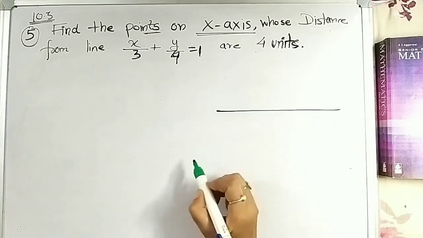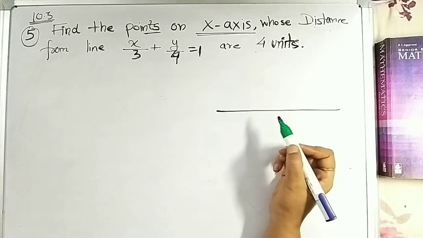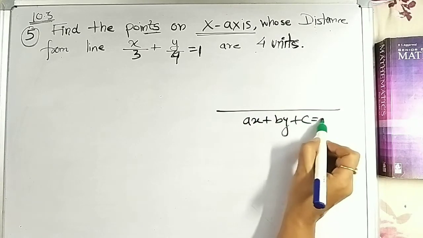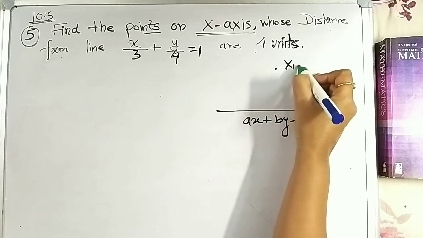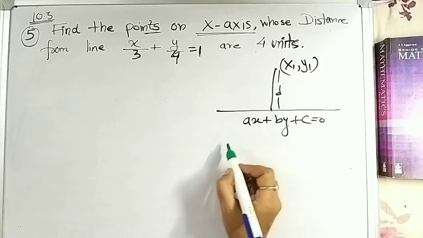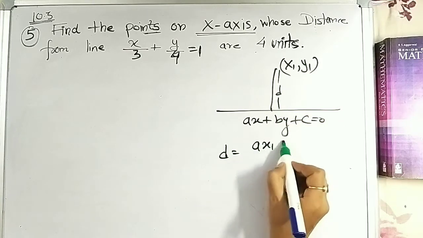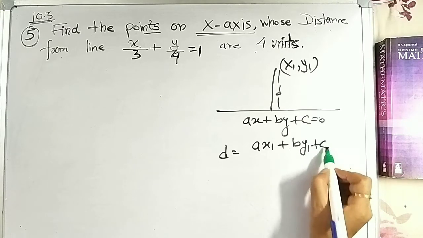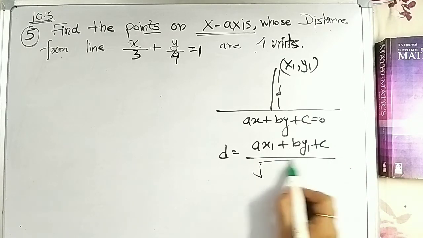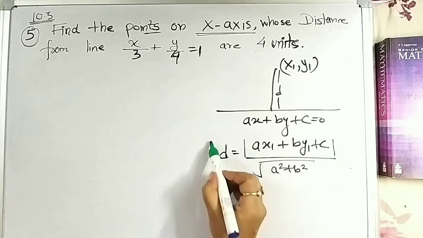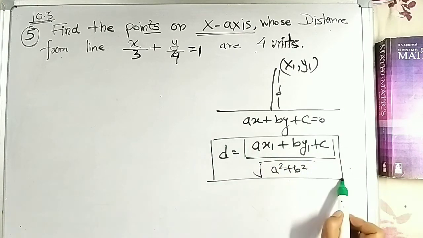So suppose any line is given, ax plus by plus c is 0, and the distance from point (x1, y1) is given by the formula (ax1 plus by1 plus c) by root of a square plus b square, and this we should take mod. So this is the formula for distance.